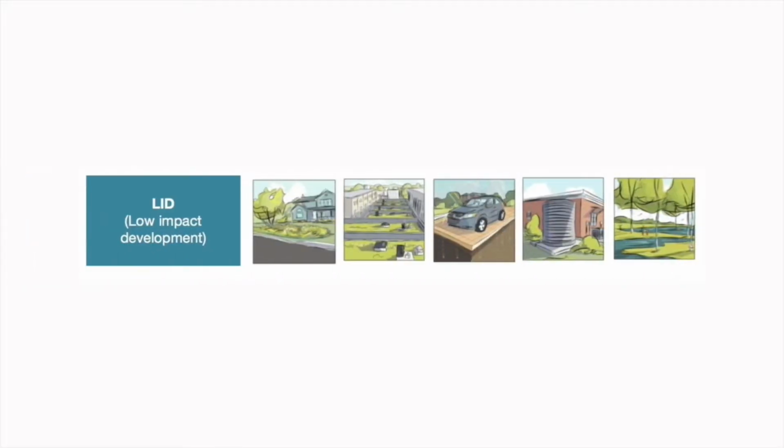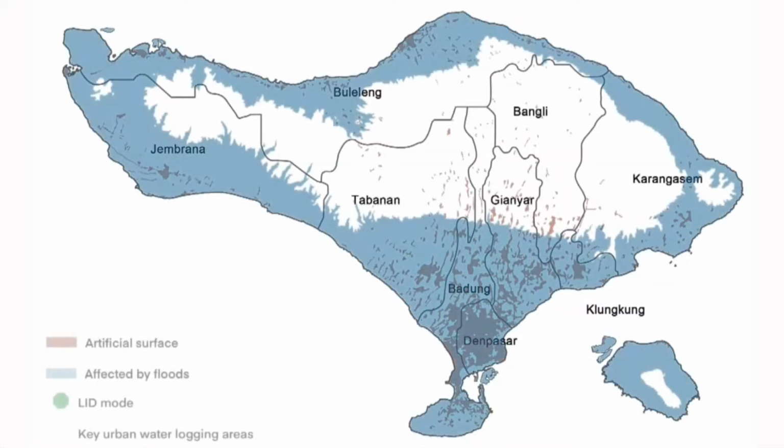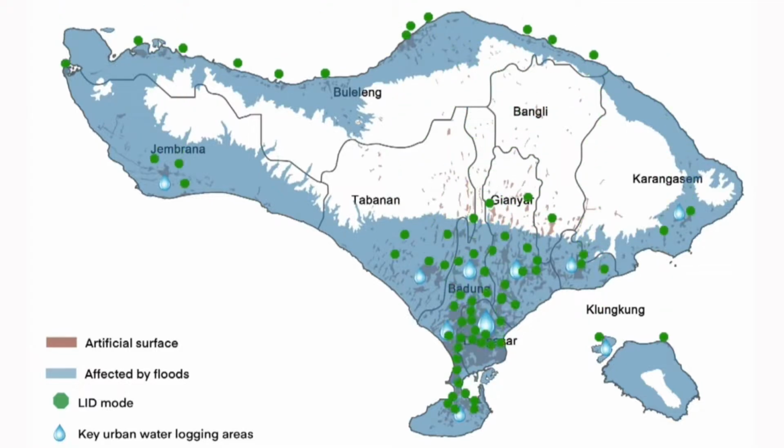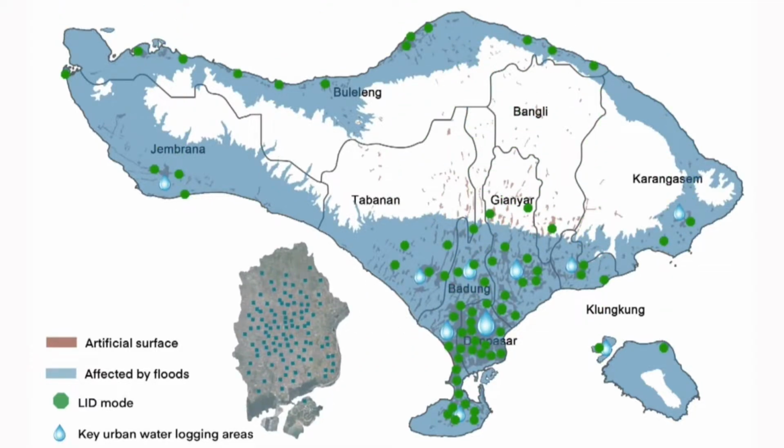Strategy 2 is LID, low impact development. In Bali Island, most urban areas are affected by floods. Urban waterlogging is a very serious problem. LID facilities can make a big difference. The main project focused on Denpasar.